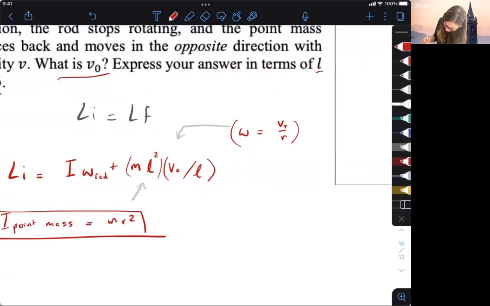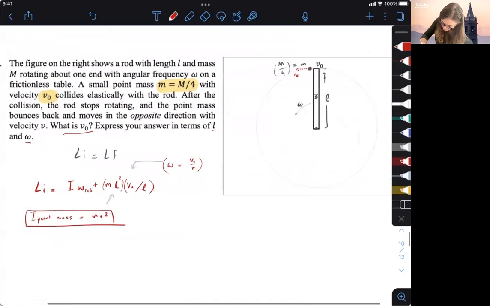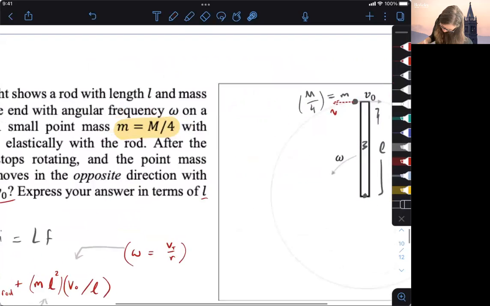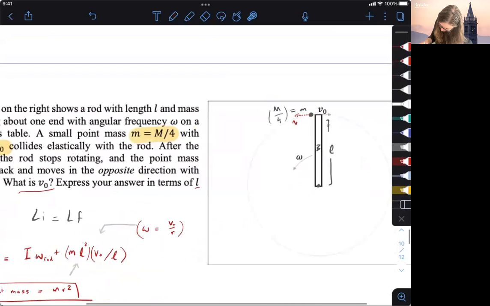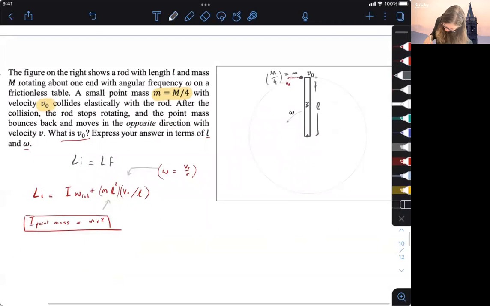I of the rod, W of the rod, and then the second one is for the point mass. So that's everything initial in our system, right? We have this angular momentum for this rotating rod, and then we're modeling the angular momentum for this V naught for this small point mass, right? The small point mass with a V naught. Okay, so then what's happening at the end of our system?